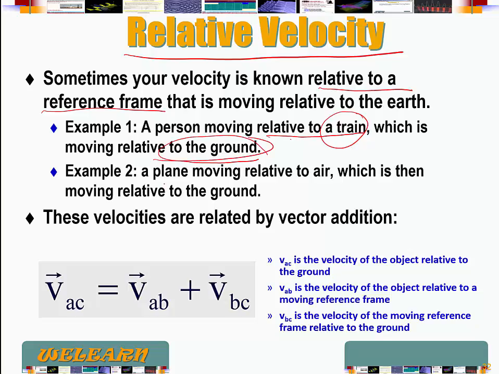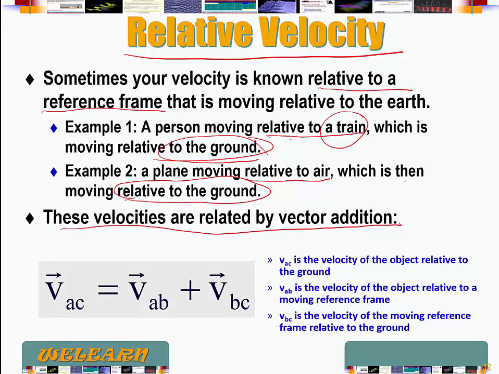You have other examples like a plane moving relative to the air. The air is moving relative to the ground. You can think of many examples. A boat moving relative to the water, moving relative to the ground, and so on. As we showed in the examples, these velocities are related by vector addition.